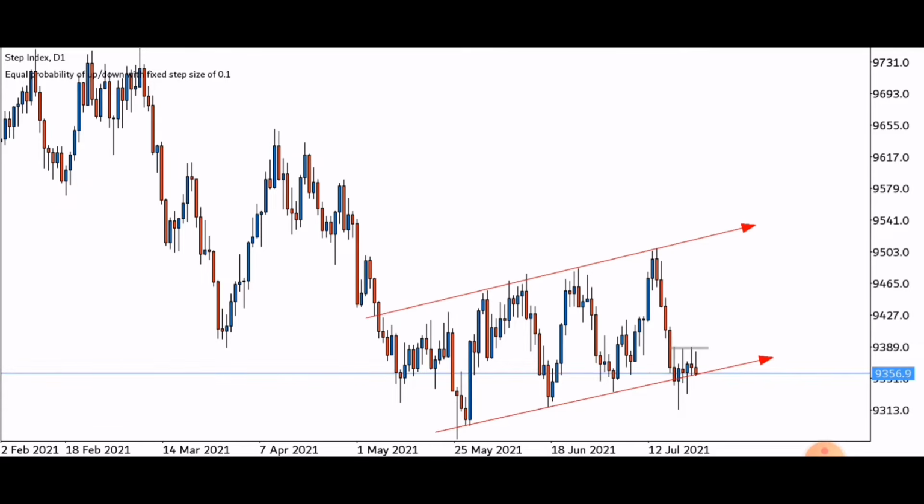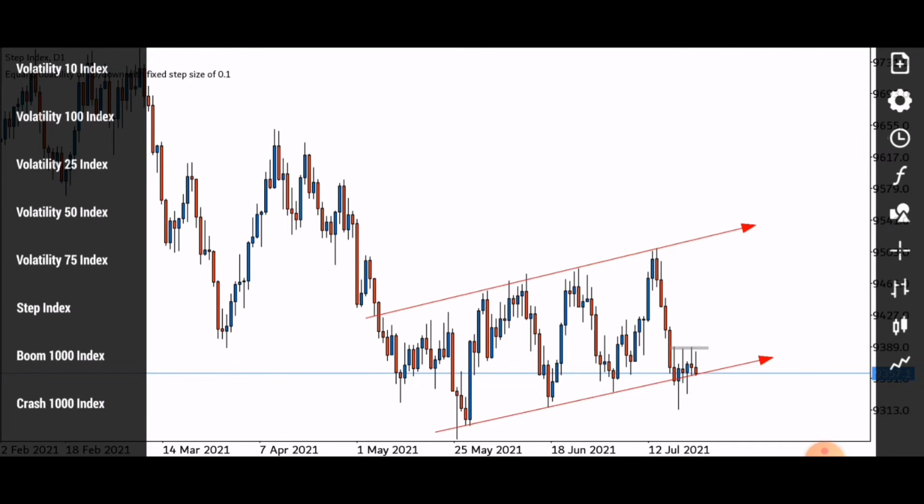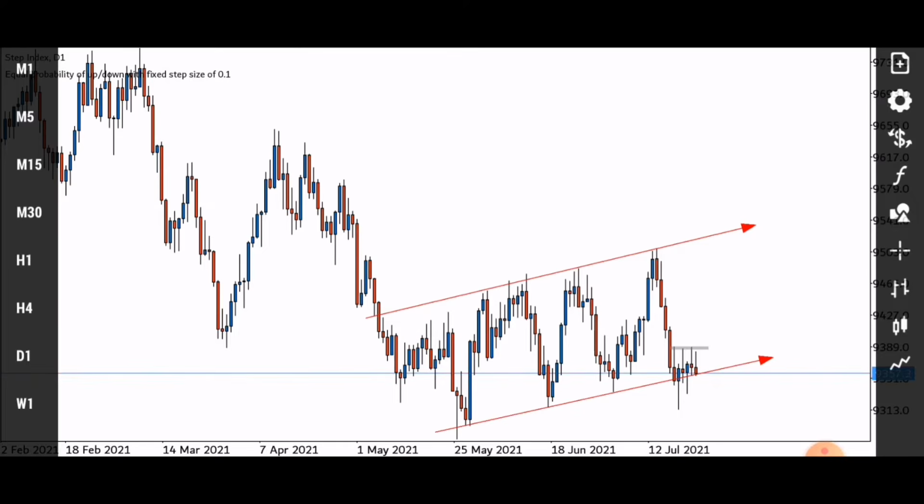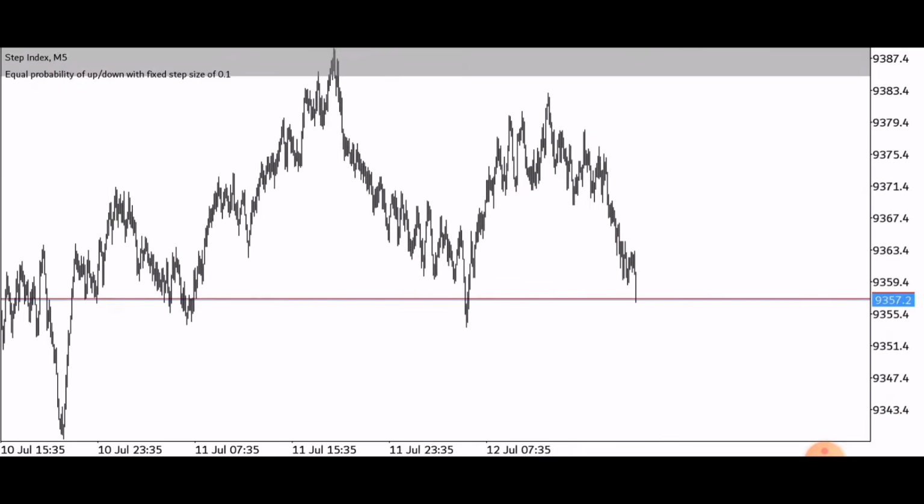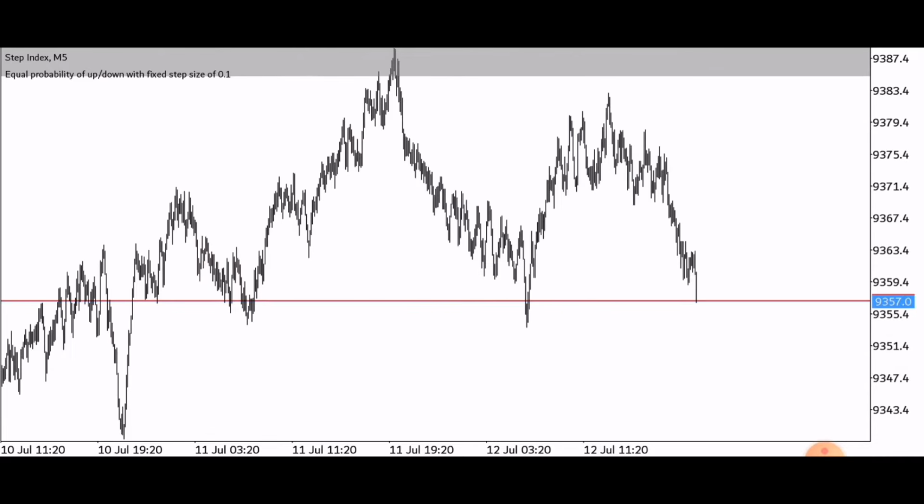Now, Step Index is some kind of a tricky tool, right? Because whenever you're trading it, it has a way of aiming for your take profit and going down to hit your stop loss before it comes back to aim for your take profit. And the way I advise you trade this asset is usually you just want to keep your lot size relatively low. Just risk what you truly can afford.